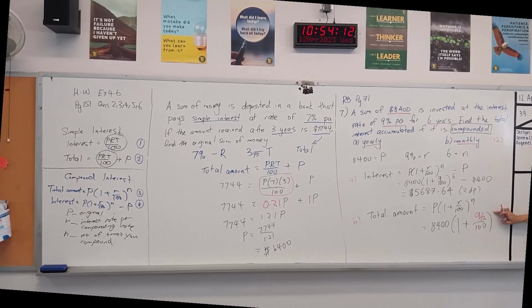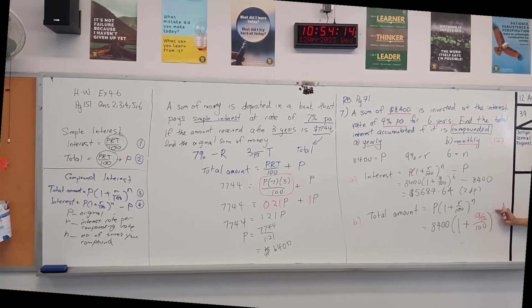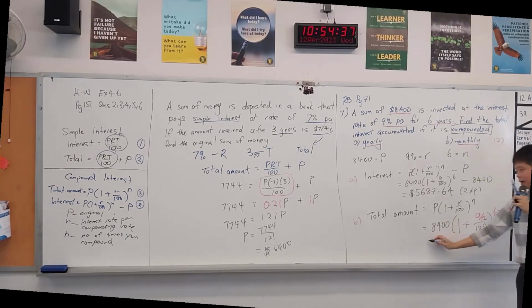Now, the value of N. What will the value of N be? How many times am I compounding it? 6. Here 6. Okay, but I need to, 72, right? 12 times 6, 72 times 12, sorry. So this is 72. Okay, now let's look at the total amount first.